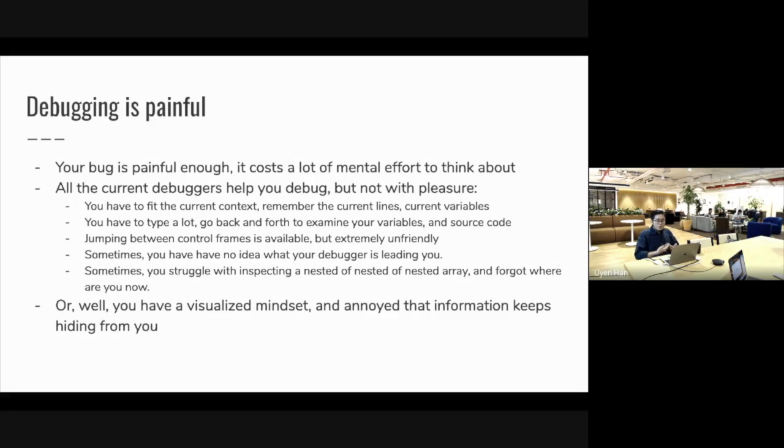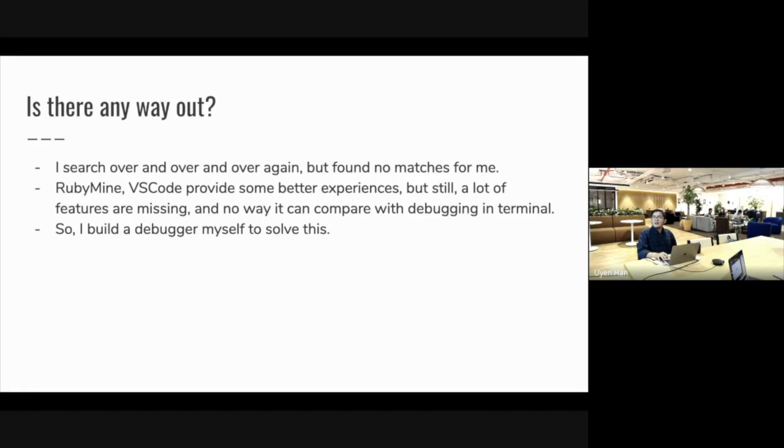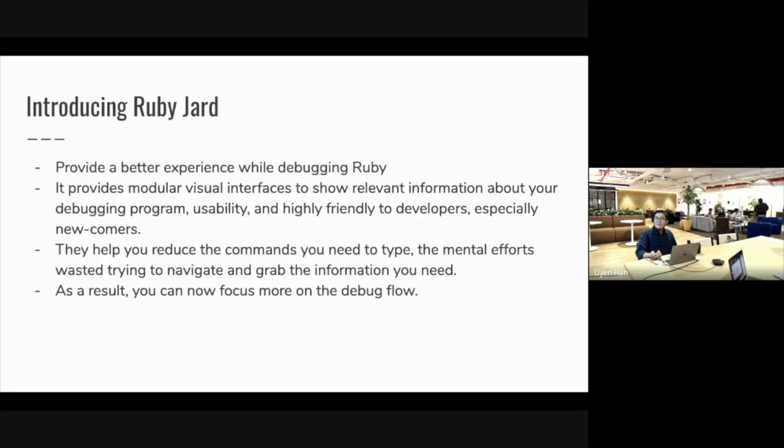So that's why I'm looking for a good debugger. I said it over and over again, but it's really hard to find one. Ruby might have a better experience, but it is in the editing only, not in the debugging information. There's a really far gap between the Ruby Visual Studio Code experience and the terminal debugging experience, because it doesn't match, or it doesn't have enough functionality, although it has a nicer UI. So that's why I decided to build my own debugger to solve this issue. I would like to introduce a Ruby gem called Ruby Jam. This gem is a debugger. I mean to provide a better experience while you debug Ruby.